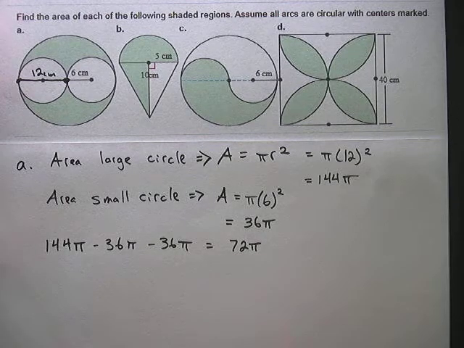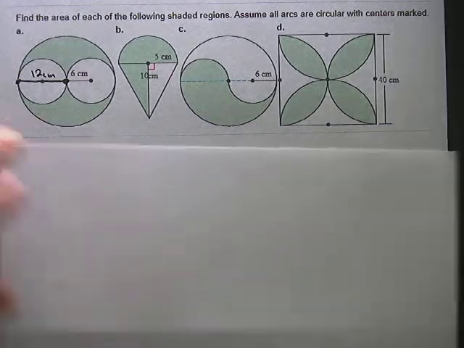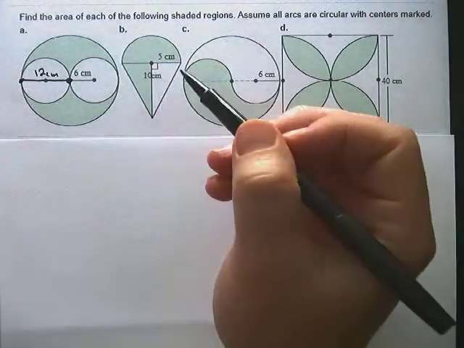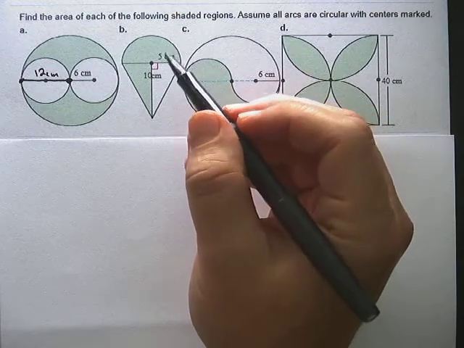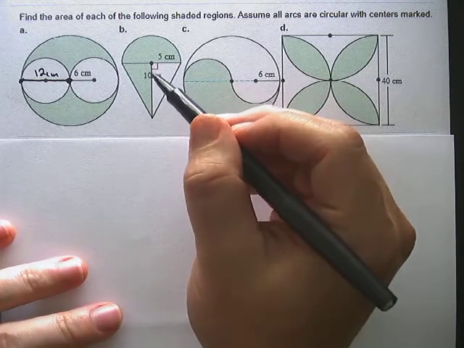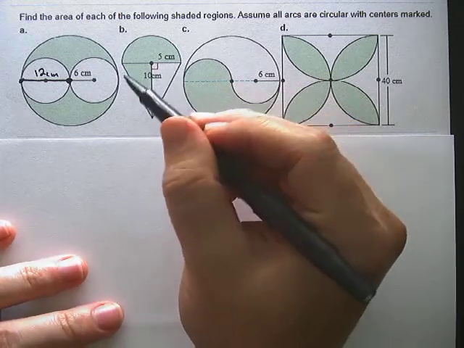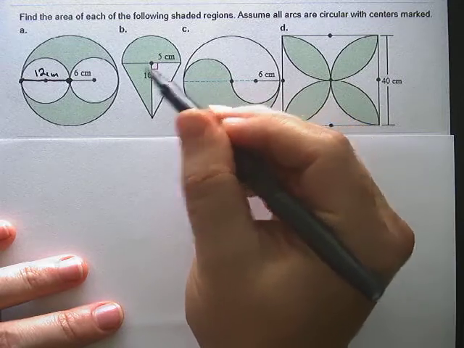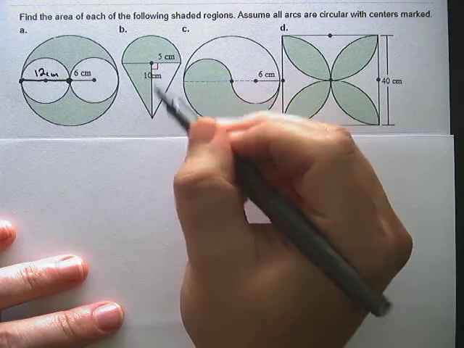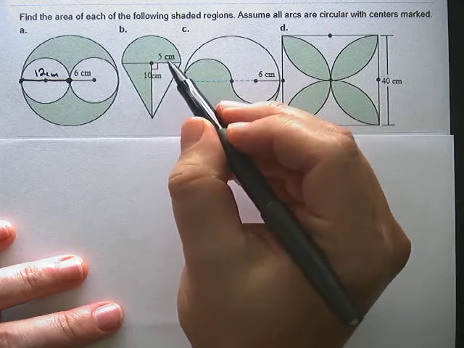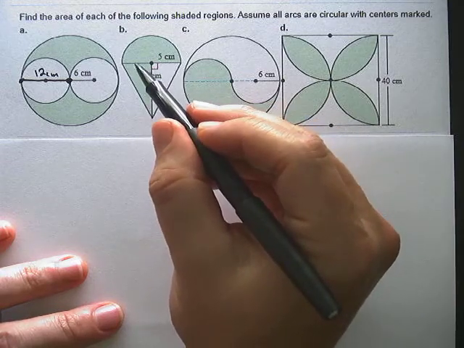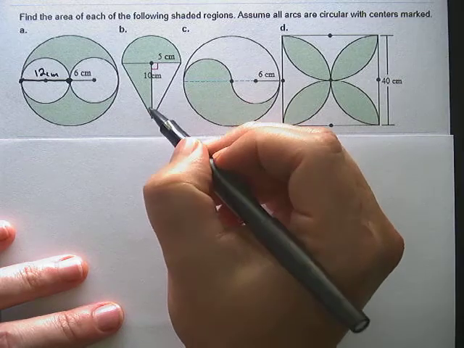All right, let's take a look at B. For B, we have what looks like an ice cream cone here. We've got a semicircle, so half a circle with radius 5. We've also got a triangle here. Now we could add up this entire triangle and then cut it in half if you wanted. But we already know that if this is 5 centimeters here, the radius of that semicircle, then this is 5 as well. So we can just say that has a base of 5 and a height of 10.